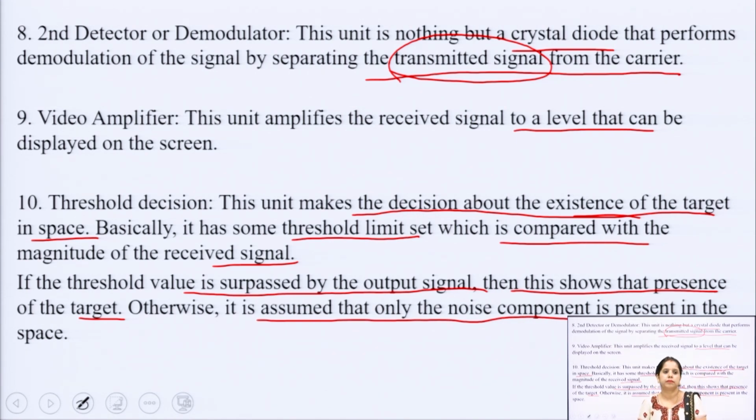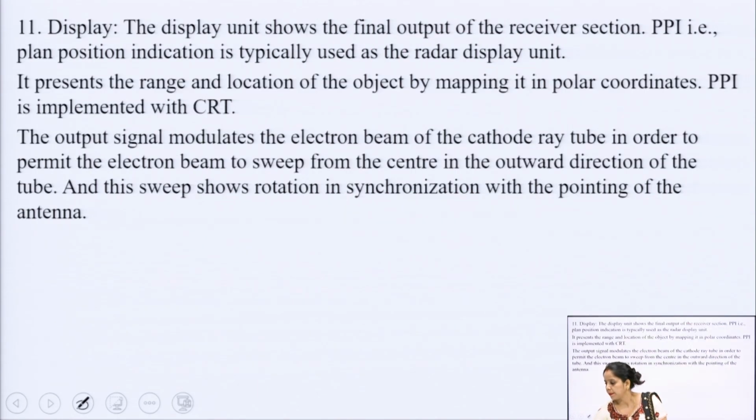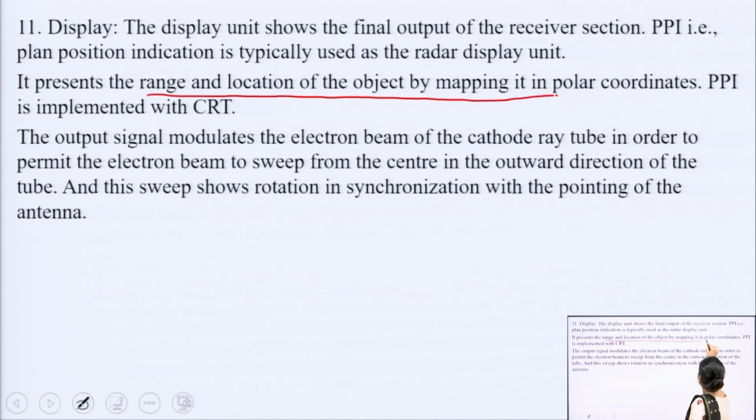So, the purpose of a threshold decision is very important, because from here we can basically decide whether the target is present or not. Now, the display unit, as we know already, shows the output of the receiver section, and it represents the range and the location of the object by mapping it in polar coordinates, and PPI is implemented with CRT.